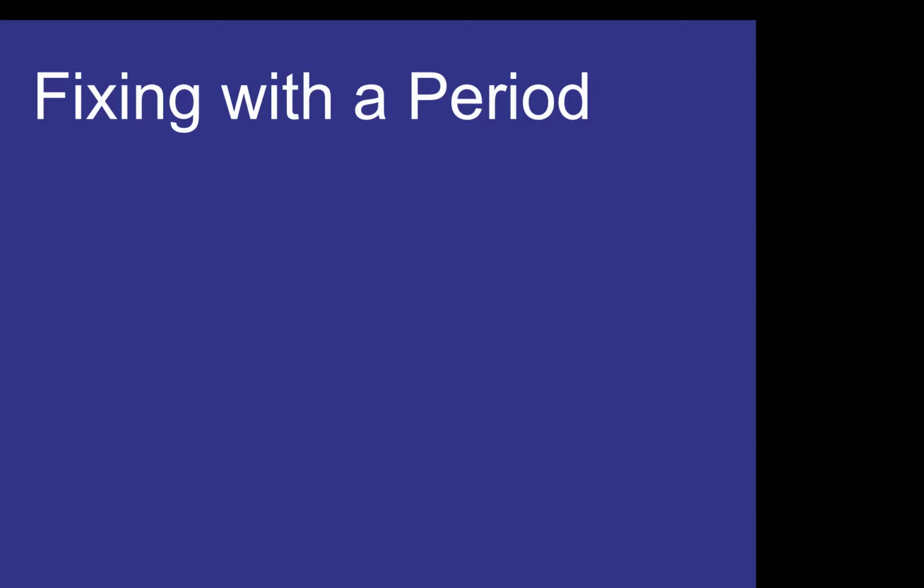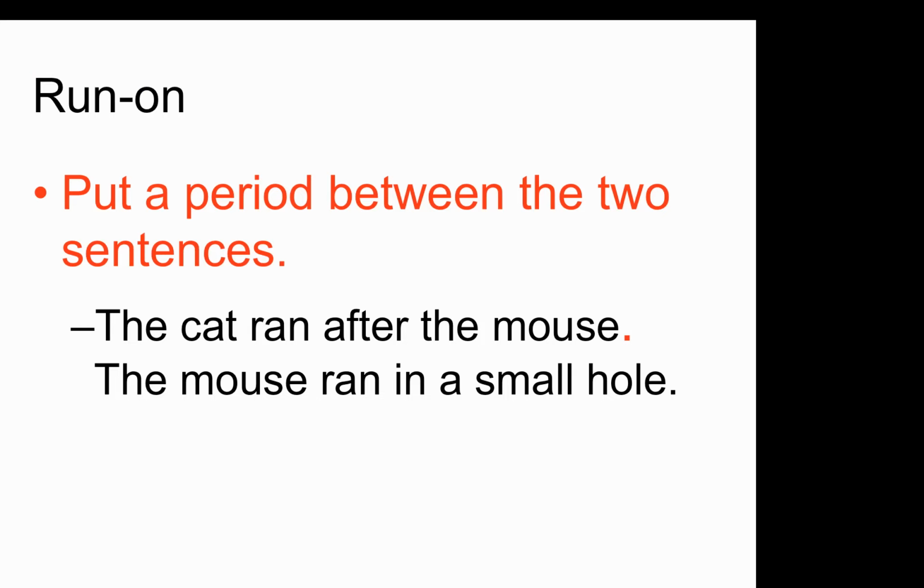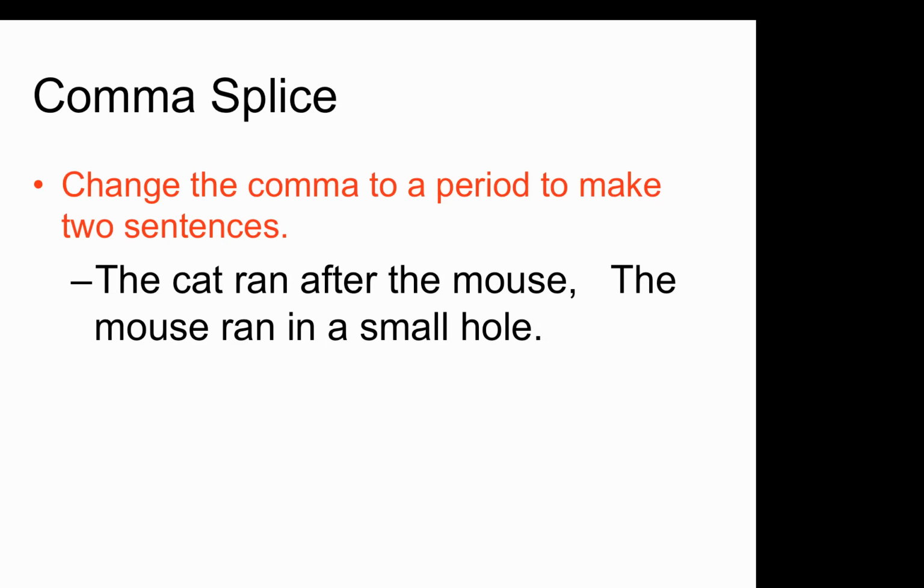Now let's look at some ways of fixing run-ons. We can first fix with a period. With a run-on, we put a period between the two sentences. In a comma splice, we get rid of the comma and put a period in and capitalize the first letter of the next sentence.